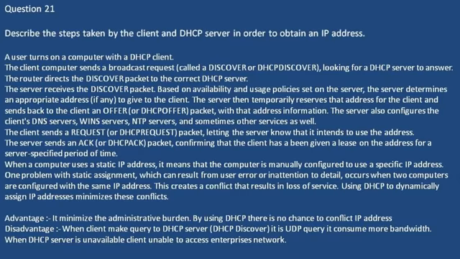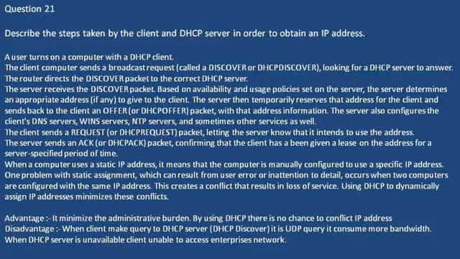Question 21. Describe the steps taken by the client and DHCP server in order to obtain an IP address. A user turns on a computer with a DHCP client. The client computer sends a broadcast request, called a discover or DHCP discover, looking for a DHCP server to answer. The router directs the discover packet to the correct DHCP server. The server receives the discover packet based on availability and usage policies set on the server. The server determines an appropriate address, if any, to give to the client.